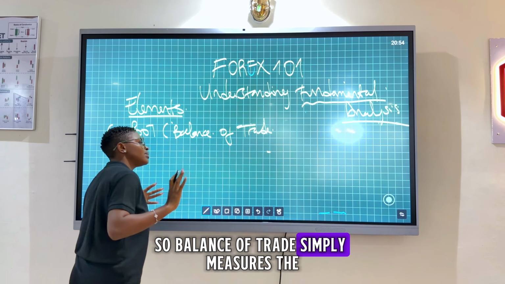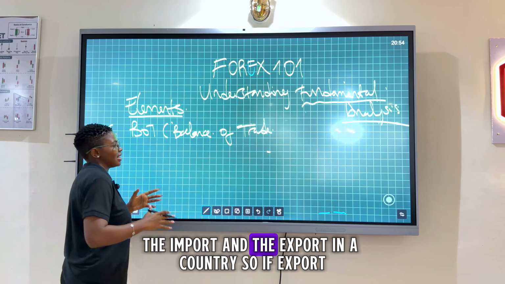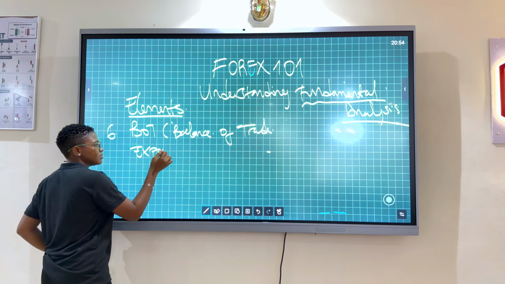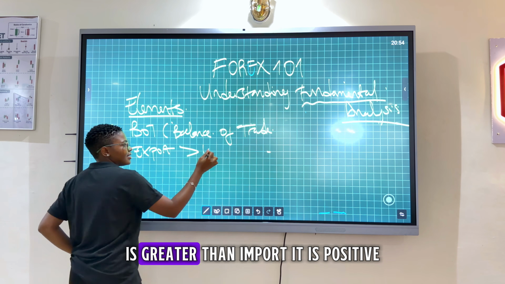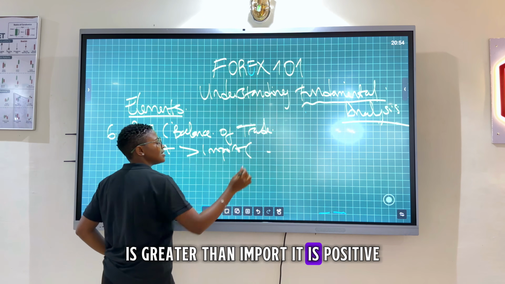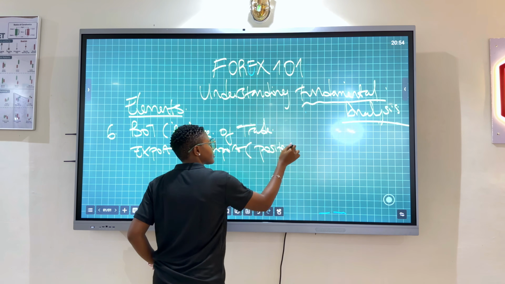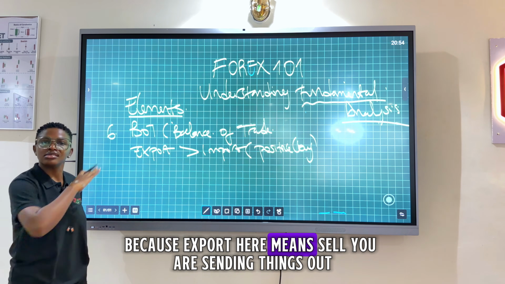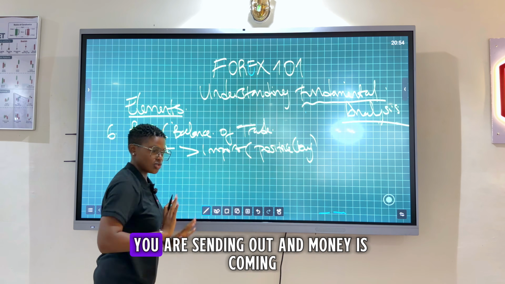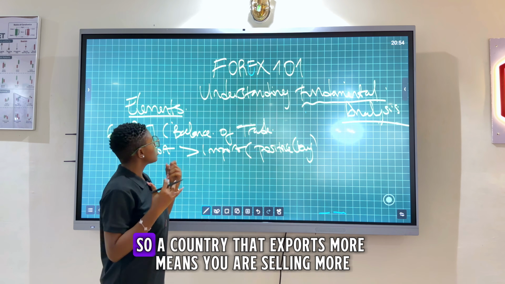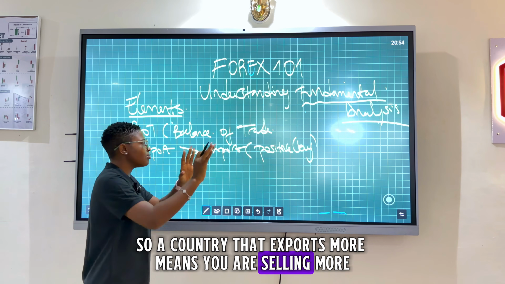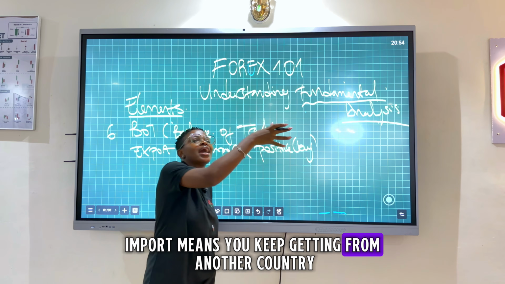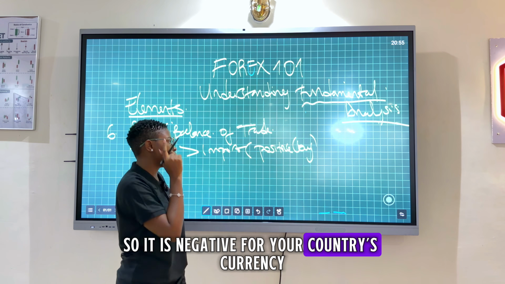So balance of trade simply measures the imports and the exports in a country. So if export is greater than import, it is positive, because export here means sell. You are sending things out and money is coming. So a country that exports more means you are selling more and money is coming. So it is good. While import means you keep getting from another country. So it is negative for your country's currency.